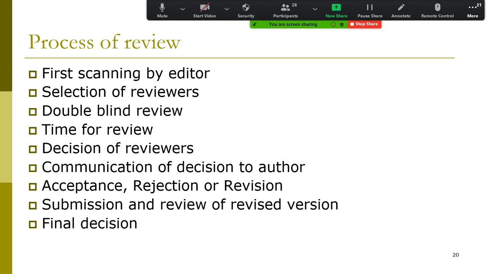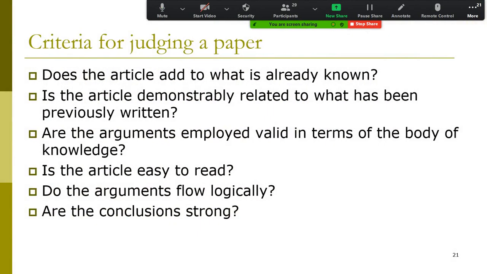Author may submit the revised version before final decision. So, criteria for judging a paper. Normally, which points does a reviewer keep in his or her mind to see a paper? Here are some points.